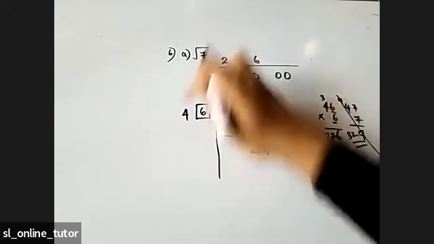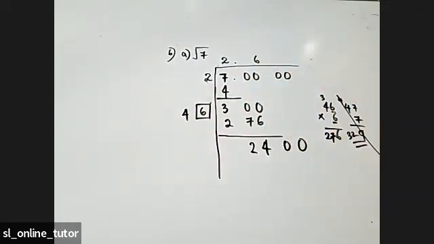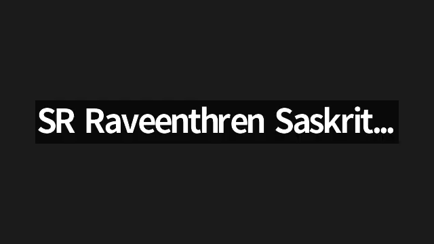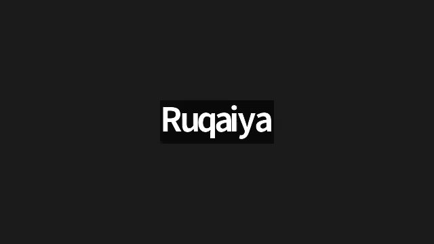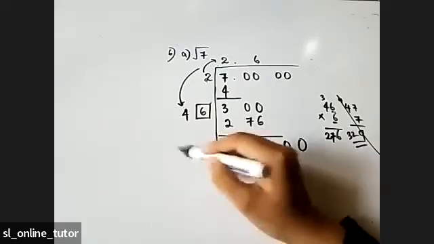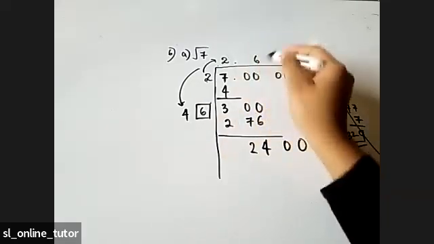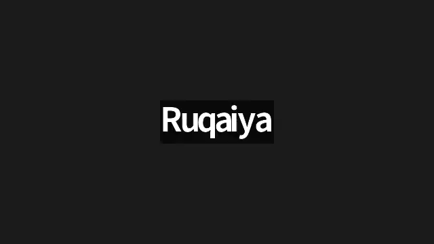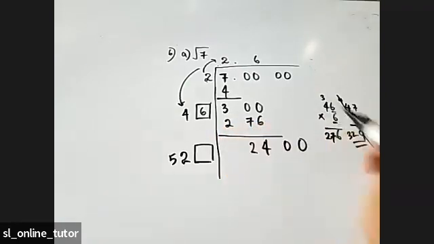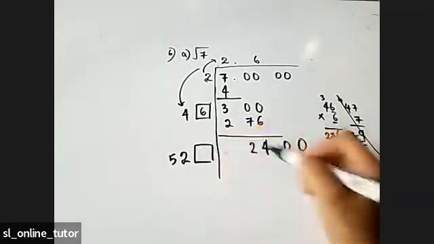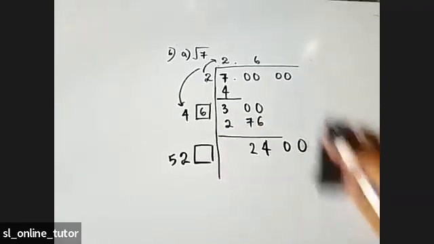Now what should we do? Here we wrote 2 into 2, 4. Now listen carefully. What did we do here? 2 into 2, we wrote here 4. Now what should we write here? 2 into 26, whole number. 2 into 26 means 52. Then put a box. Now what is the suitable value we can write here to get 2,400?